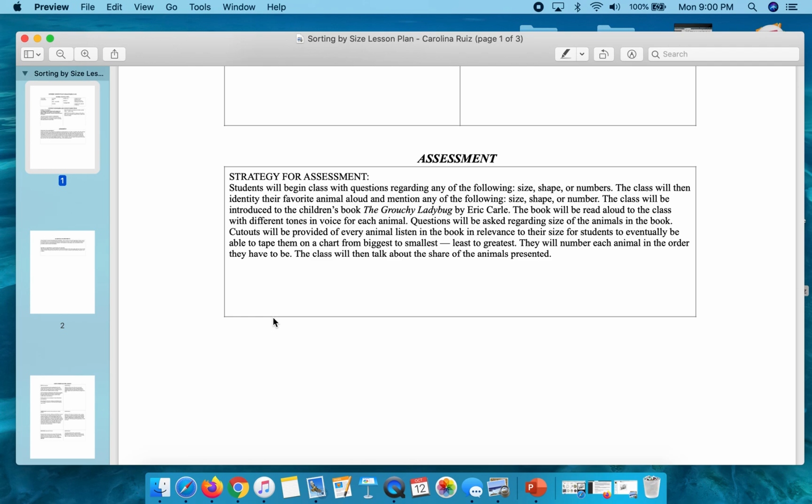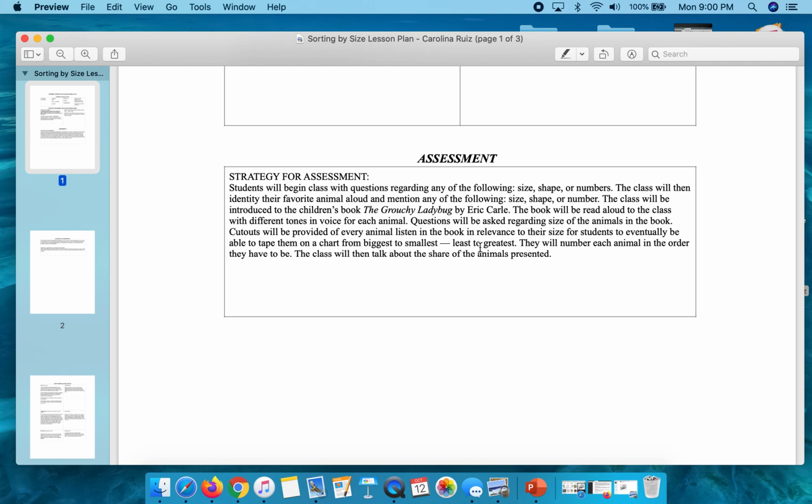So the assessment. Strategy for my assessment: students will begin with questions regarding any of the following: size, shape, or numbers. The class will then identify their favorite animal aloud and mention any of the following: size, shape, or number. The class will then be introduced to the children's book, The Grouchy Ladybug by Eric Carle.